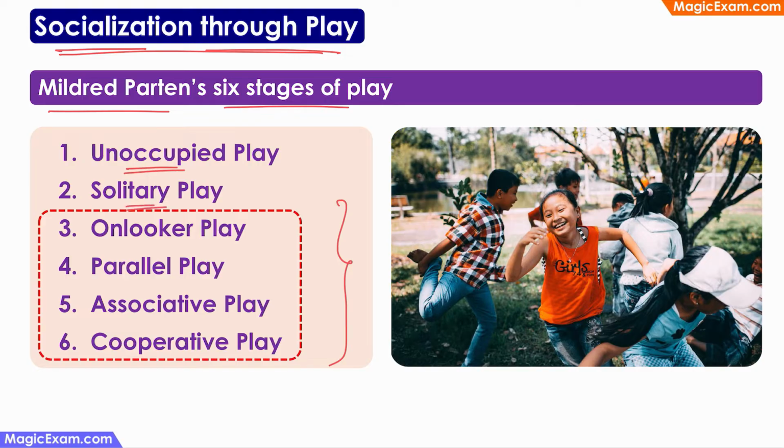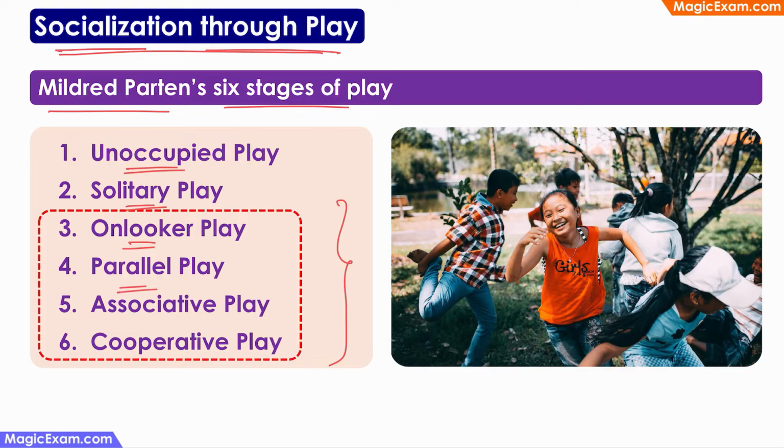Next comes solitary play, where the child is playing with the toys, but the child is oblivious or is ignoring everything around him or her. The child is just playing with those toys. Next comes onlooker play, where the child will start looking at others who are playing with similar kind of toys, and they are trying to imitate, or they are trying to understand how the other children are playing, right? So this is onlooker. In some cases they might try to imitate, in some cases they are just looking at the other children who are playing and trying to understand what is happening. So this is the first stage of socialization in play.